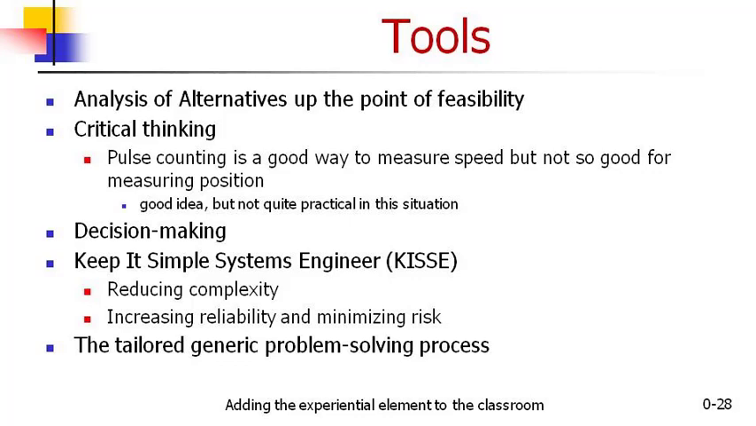So critical thinking. We used pulse counting, which is a good way to measure speed, yes, but it's not so good for measuring position. Decision making was a tool. And the other tool was one of the most useful for systems engineers, which is keep it simple. Reducing the complexity and increasing the reliability and minimizing the risk. And so we also used the generic problem solving process tailored to this situation.